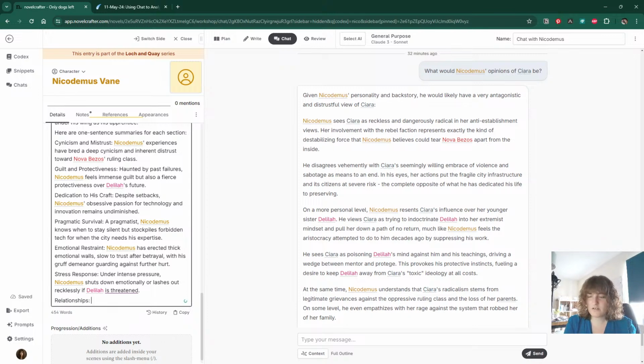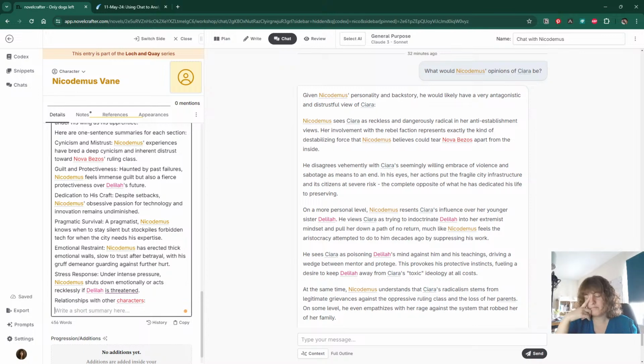I'm going to condense a lot of these codex entries before I start writing.